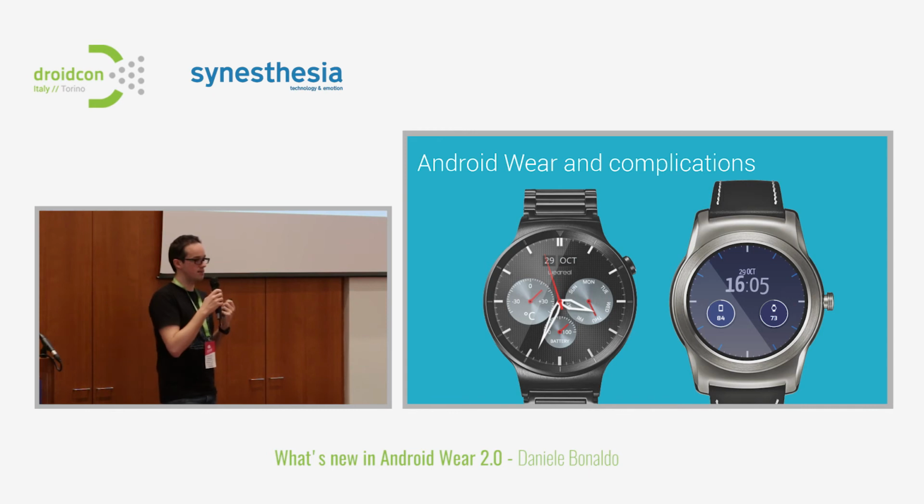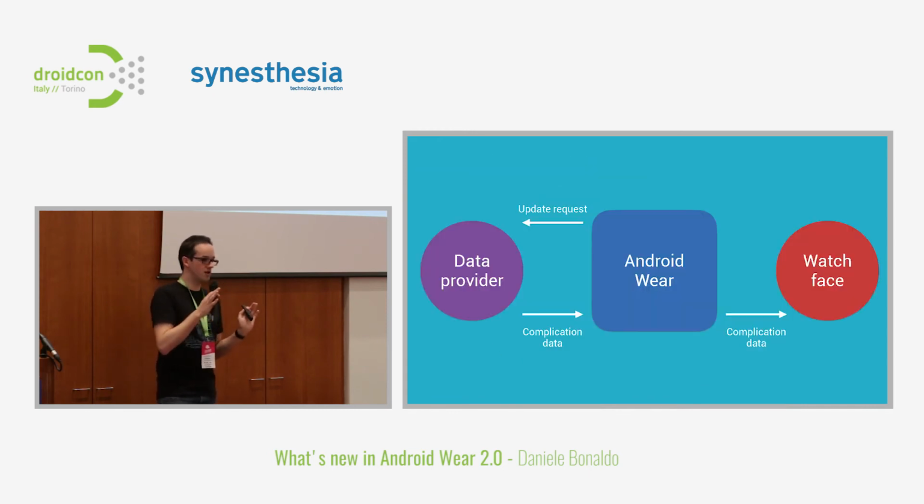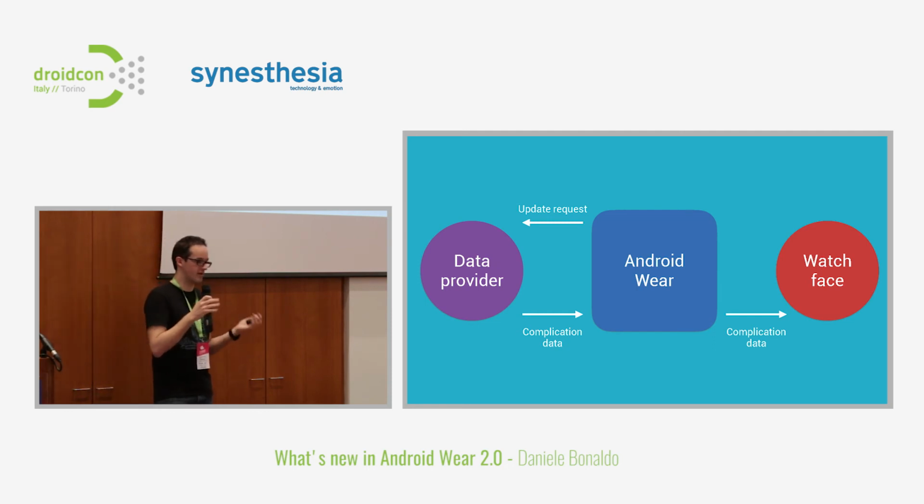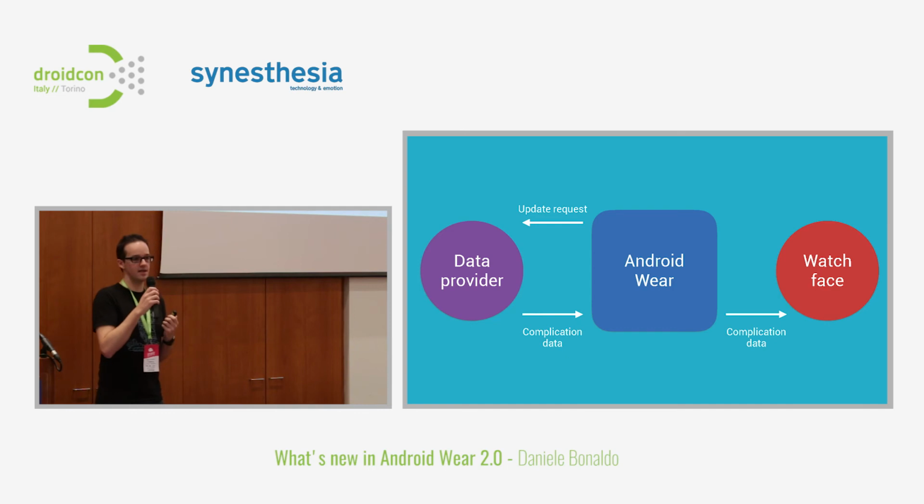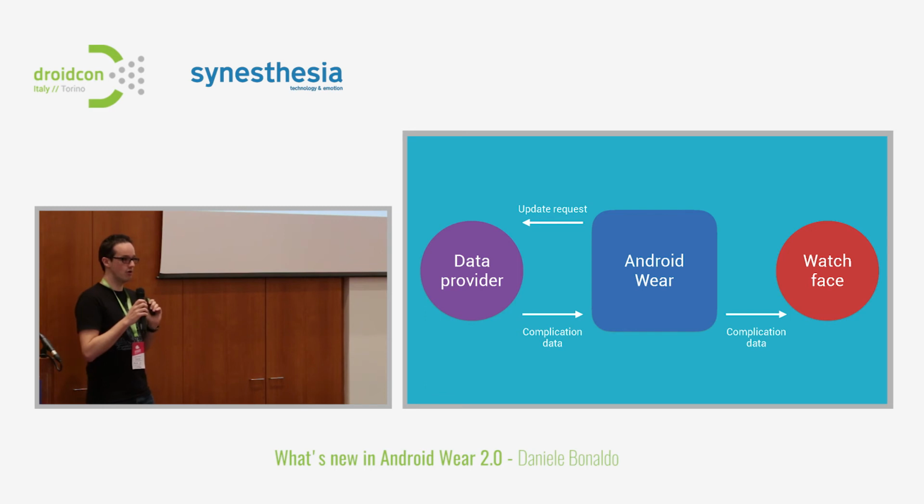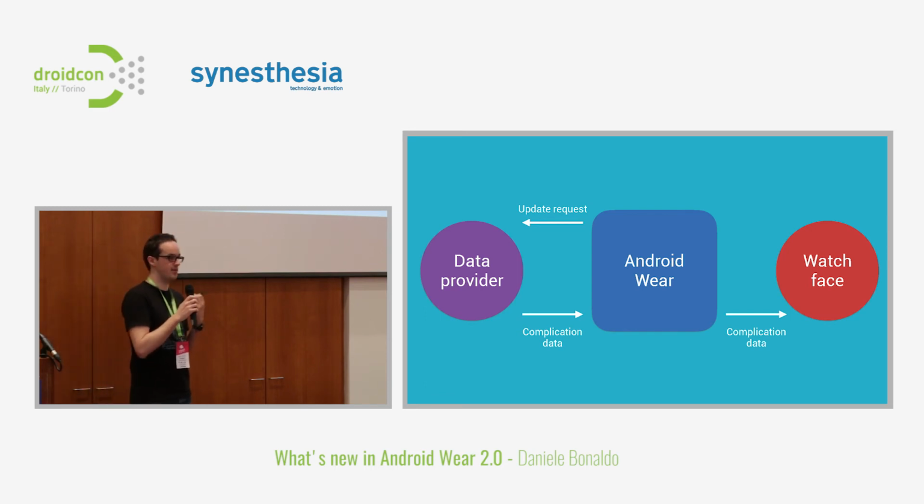This data is fetched with the logic known only to the data provider. It can be an API call, it can be some static data stored, it can be whatever. The data is then bundled and sent back to Android Wear. The data provider doesn't know where that data is going to go, because it's Android Wear only that knows the watch face that requests the update of the data.